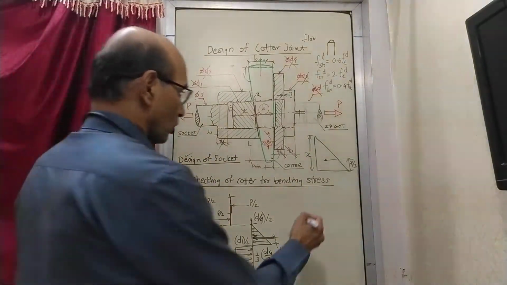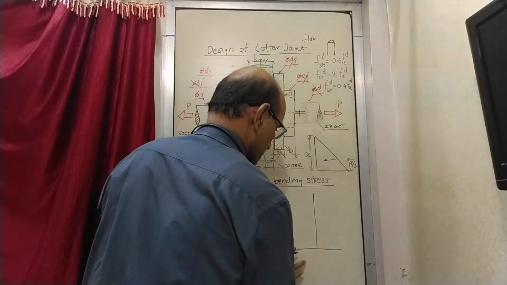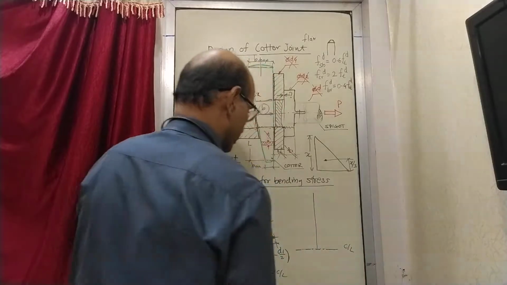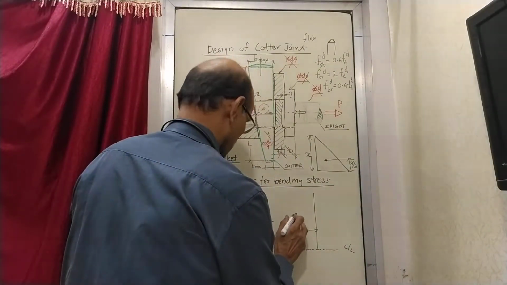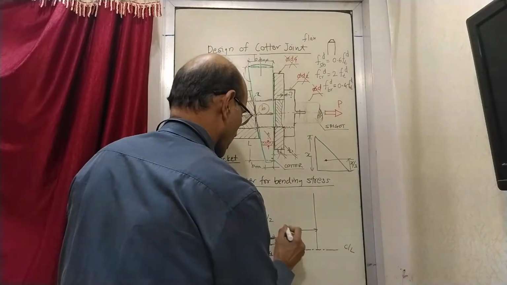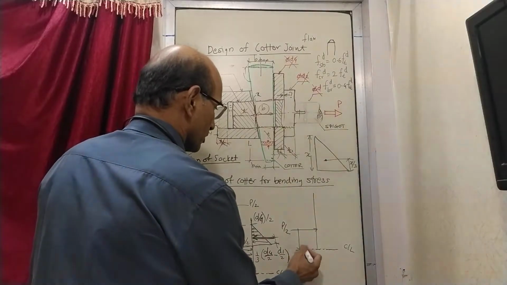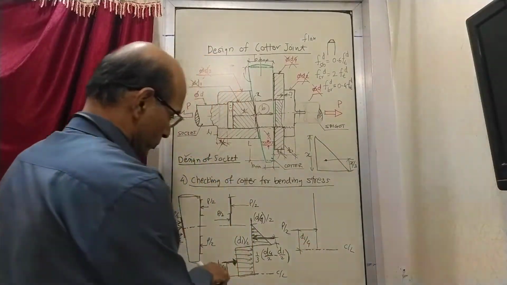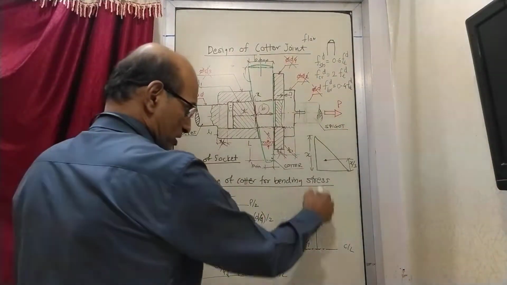Okay, so I'll draw this same sketch again. This is the center line. One force is acting here. This is P by 2, and the distance here is already decided, d1 by 4. So at a distance of d1 by 4, P by 2 is acting like this on this quarter.